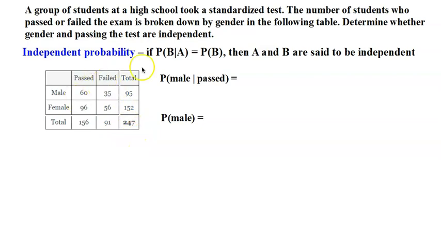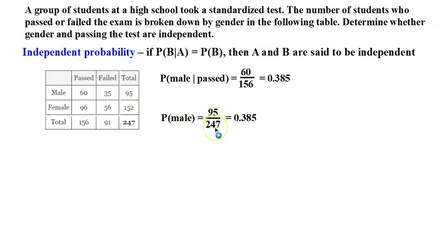All right. So what is the probability that somebody was male given that they passed the test, right? B given A. Well, that means we're only looking in the passed column. So passed, that's a total of 156 people. 60 of them were male. So 60 out of 156 people who passed the test were male. All right. And let's go ahead and change it to a decimal because it's easier to compare if they are the same or not. And then what is the probability that they were male that took the test? All right. So the total number of guys who took the test. Well, that would be 95 guys took the test out of 247 people.